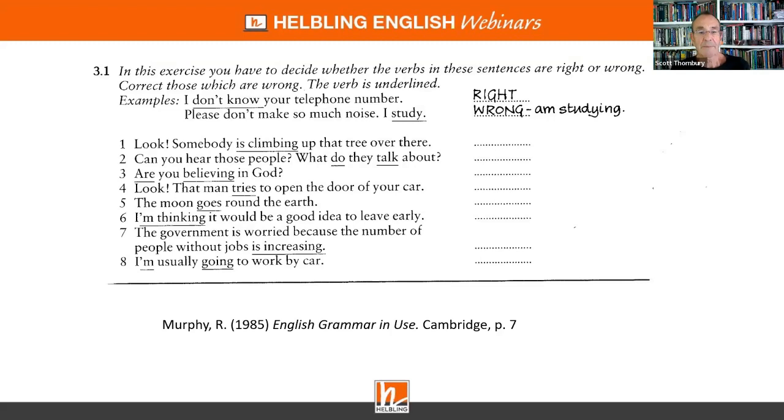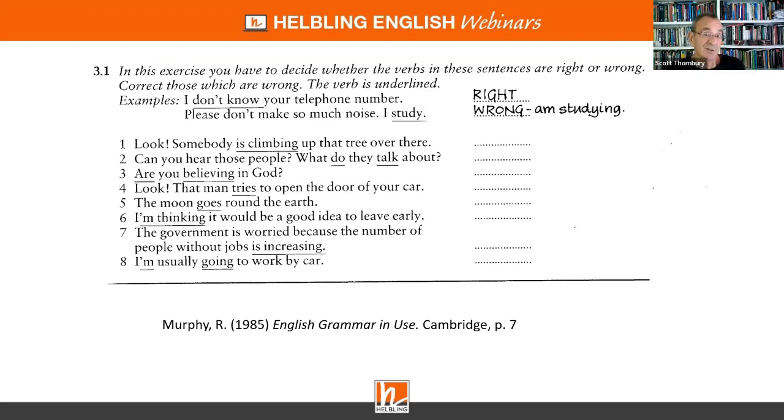Look, somebody's climbing up that tree over there. Now, it doesn't matter if it's true or not. That's not what we're interested in. Is it grammatically correct? Which box do we put it in? Well, yeah, sounds all right to me. Can you hear those people? What do they talk about? Can you hear those people? What do they talk about?